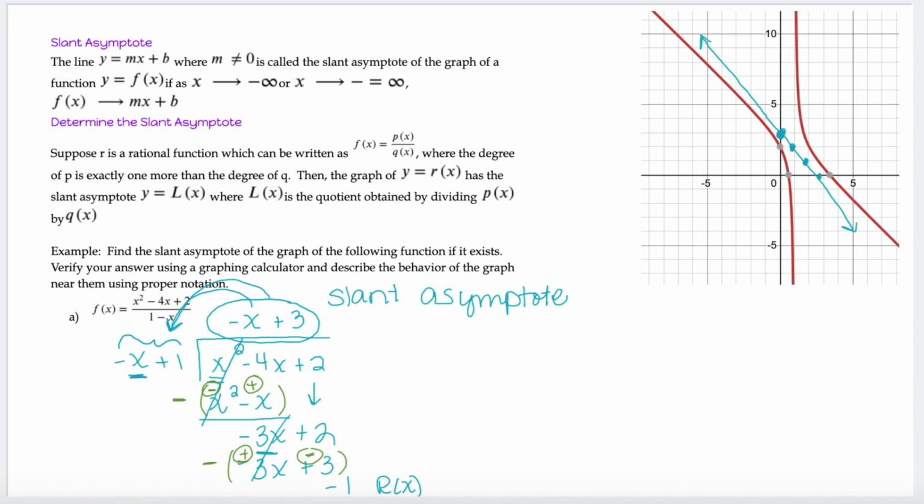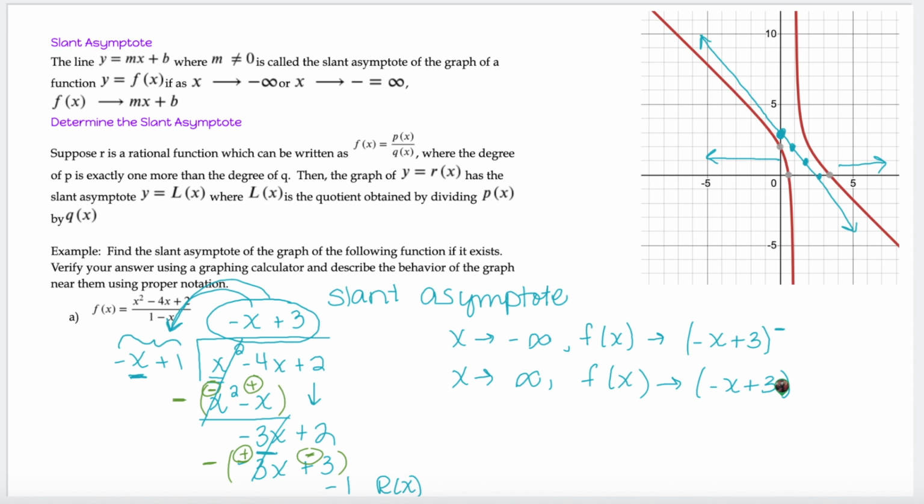Also, as x is approaching negative infinity, so as x is getting more negative, my y values are approaching my slant asymptote from the bottom side. So we are approaching from the bottom side of that slant asymptote. Also, as x is approaching positive infinity, so as we're getting larger, our function f of x is approaching the slant asymptote. This time we're approaching it from the top side, on top of the slant asymptote.